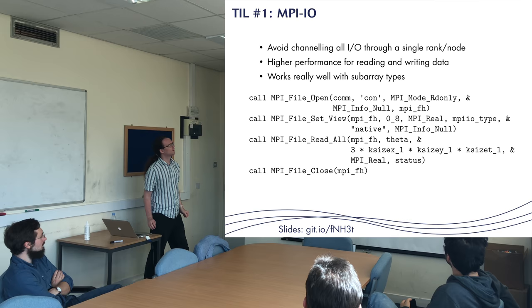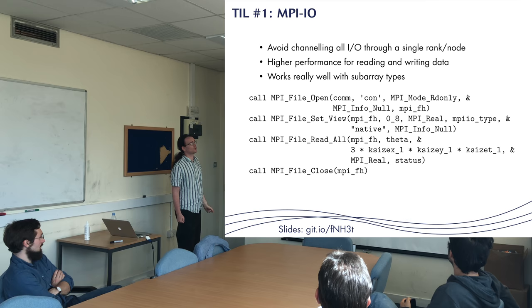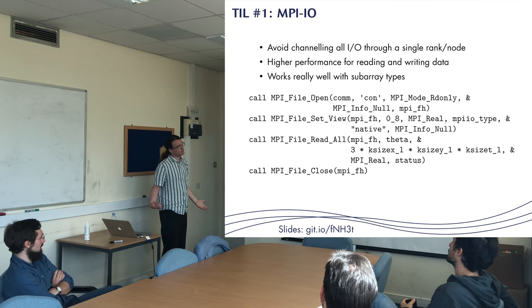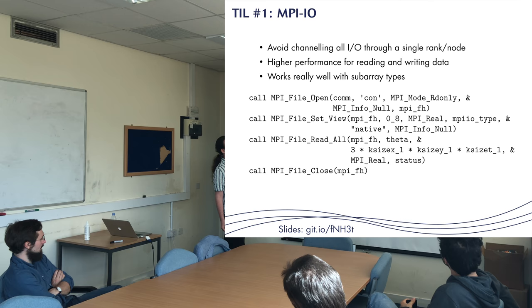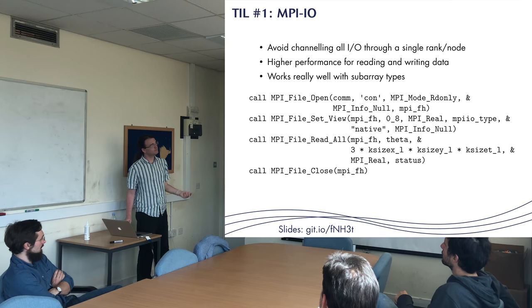So I open the file, I tell MPI which bit of the file I want, I then tell MPI to go and read it, which I tell it I want to read a certain number of real numbers. I don't use the subarray type here because I'm reading into an array that isn't the global lattice size. So I have to be explicit on the size that I want there. And then I close the file again.